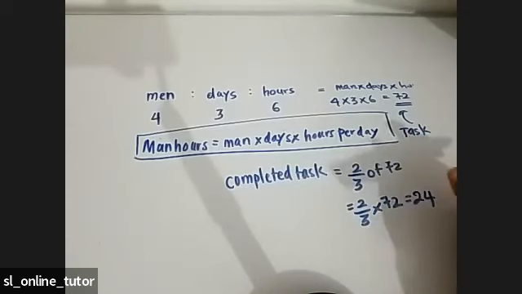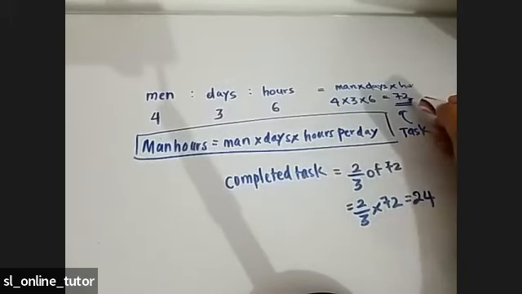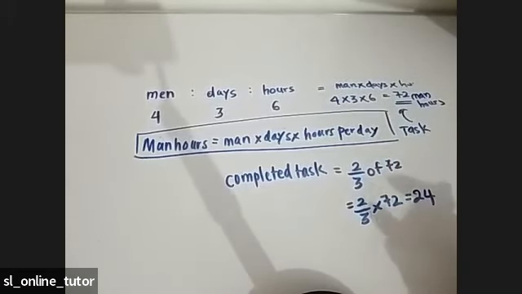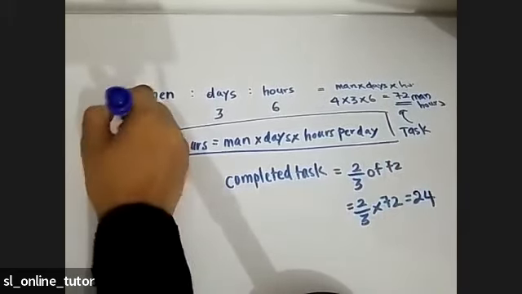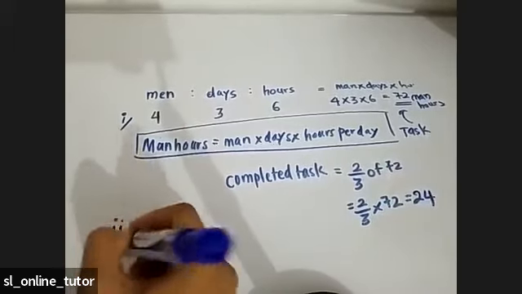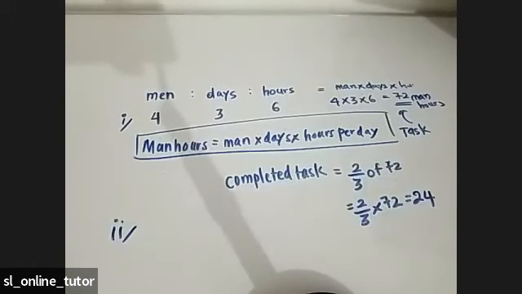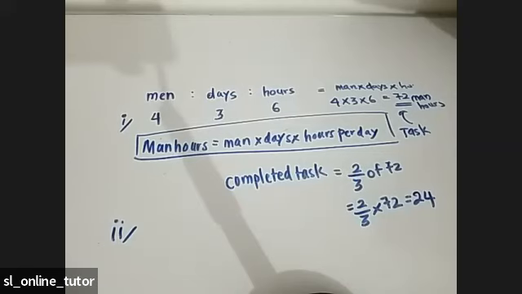Magnitude of the task is 72 man hours. This one, we can write as man hours rather than writing man days, right? That is the magnitude. So I can write Roman number 1 answer here. Roman number 2, the 4 men decided to complete the task on the next day. How many hours will they have to work to achieve this?